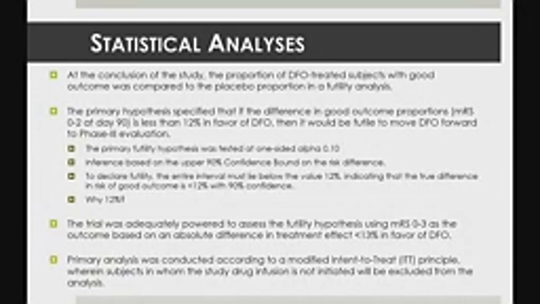Now for the modified Rankin 0 to 3, we made it 13%. And how did we come up with the 13%? That was mostly dictated by sample size and power. This is what our sample size allowed us to look at with sufficient power, so we made it 13%.